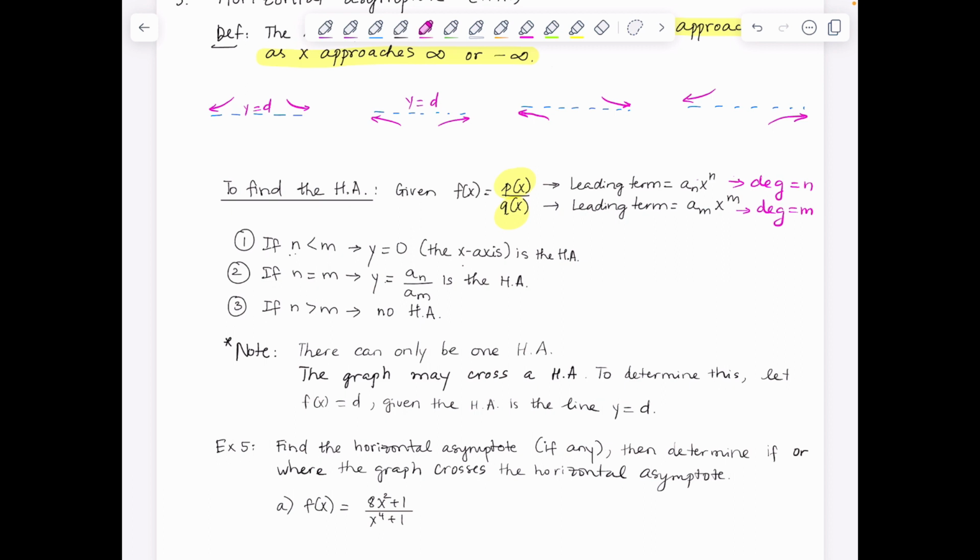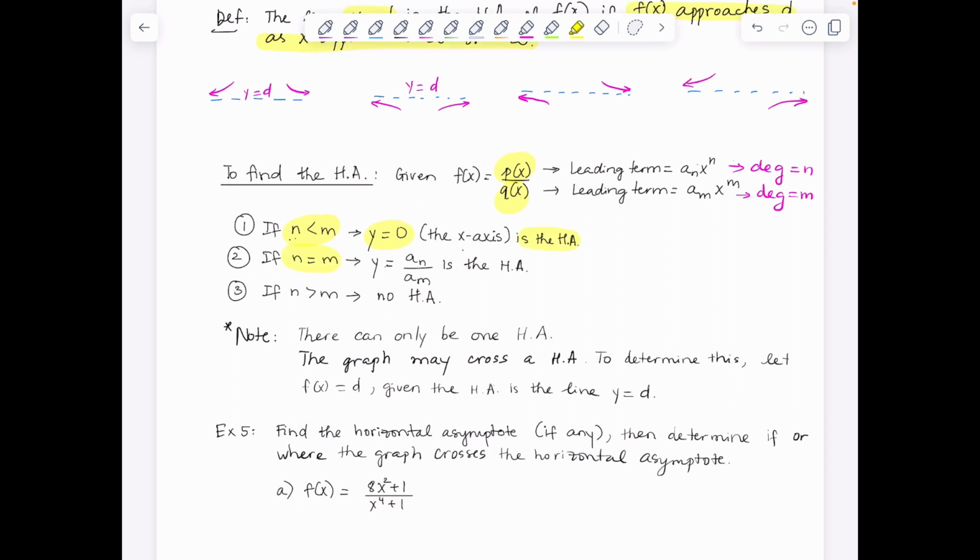Then we have 3 scenarios. If n is less than m, then y equals 0, or the x-axis, is automatically the horizontal asymptote. If the degrees of the numerator and denominator are the same, then we'll take the leading coefficient of the numerator, divide by the leading coefficient of the denominator, and y is equal to that quotient is the horizontal asymptote. And finally, if n is greater than m, then there should be no horizontal asymptote.